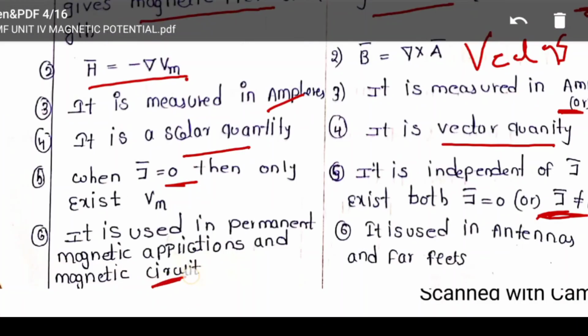Scalar magnetic potential is used in permanent magnet applications and magnetic circuits, whereas vector magnetic potential is used in antennas, with near and far fields. That is the difference between scalar and vector magnetic potential. Now you clearly understand scalar and vector magnetic potential.